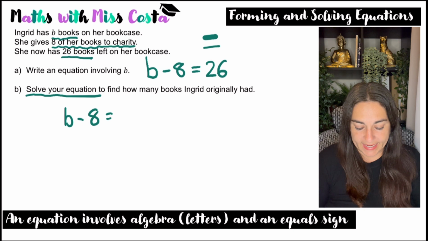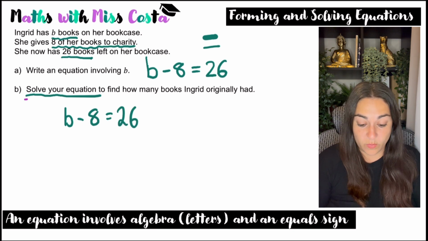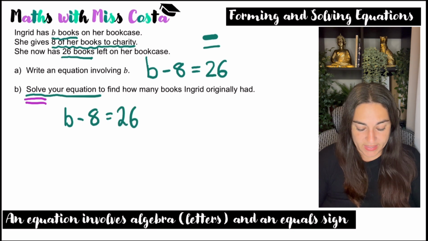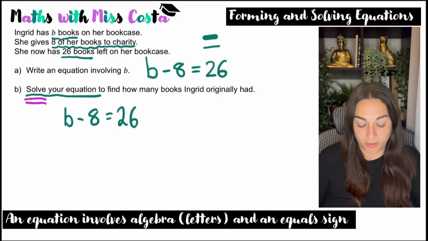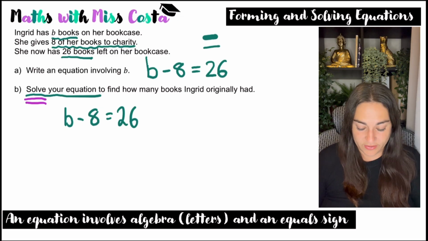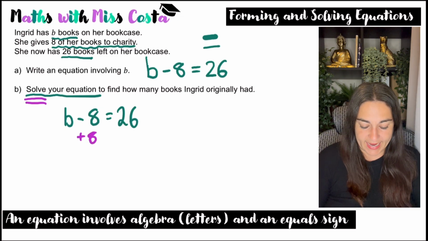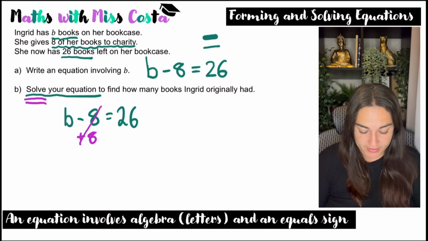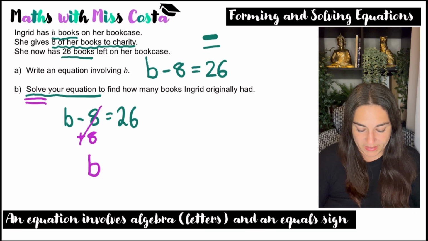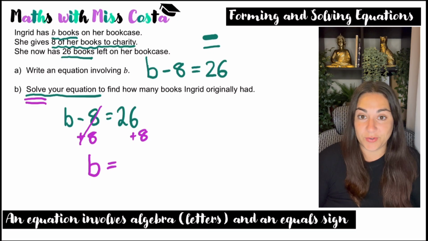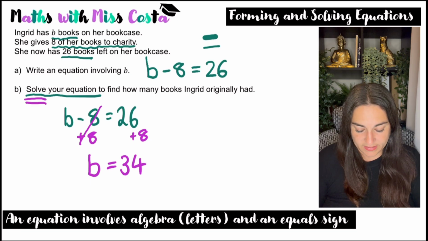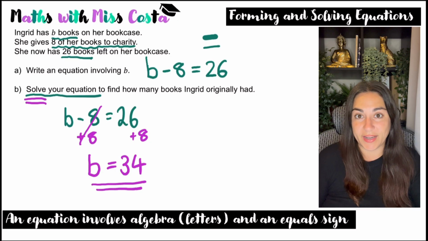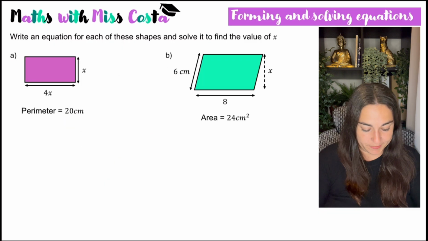So I've got B minus 8 is 26. To solve means get the letter on its own. So what I'm going to do is remove anything apart from the B. To move anything from one side of the equation to the other, you do the inverse operation. The inverse of subtracting is adding, because minus 8 plus 8 is 0. So that would cancel out on that side and leave me with B. But whatever I do to one side, I have to do to the other. So I'm going to have to do 26 plus 8, which is 34. So therefore, B is 34. So Ingrid originally had 34 books on her bookcase.